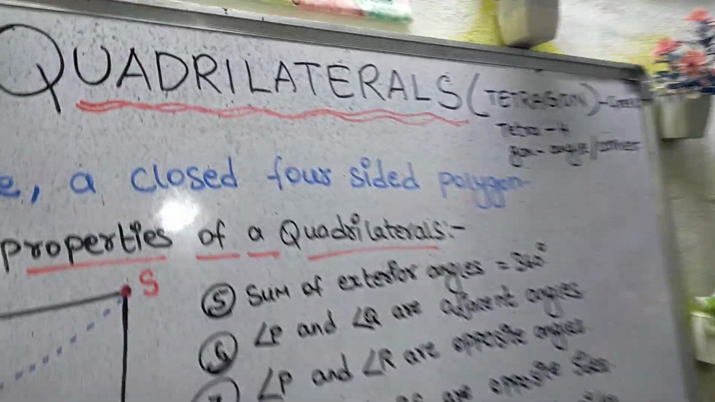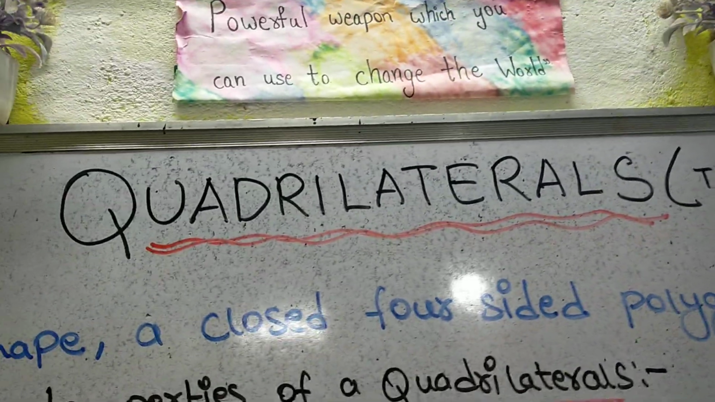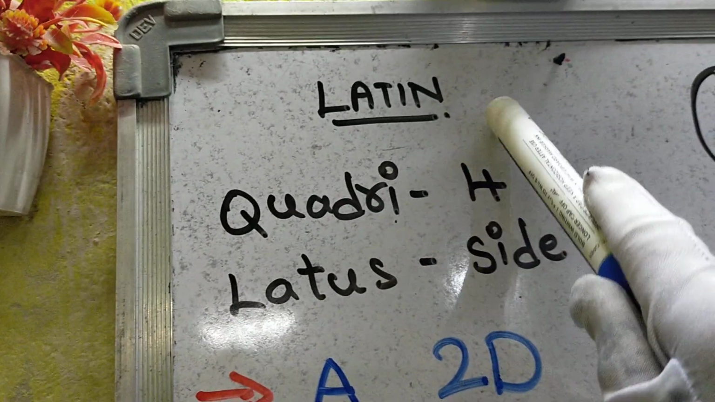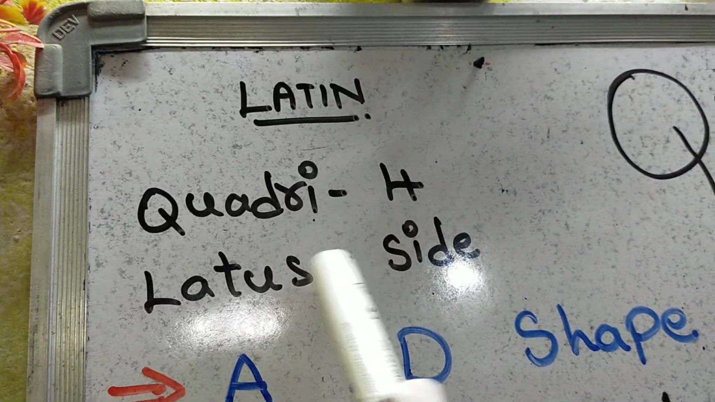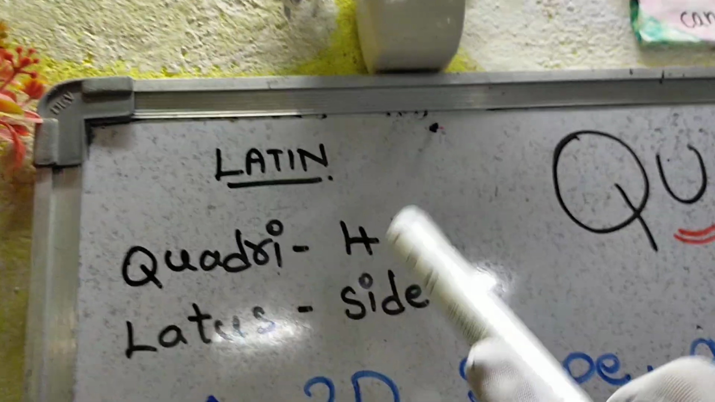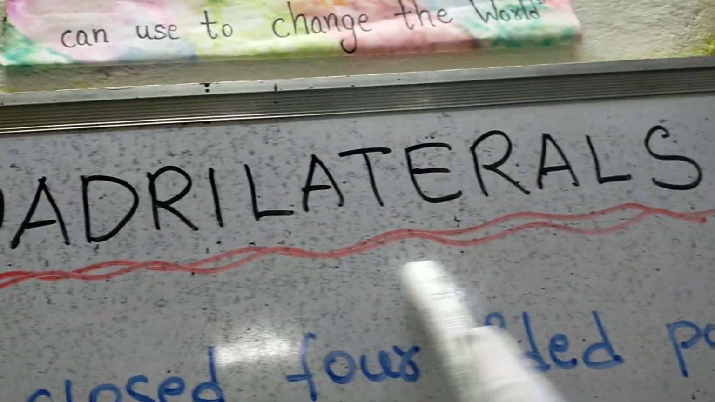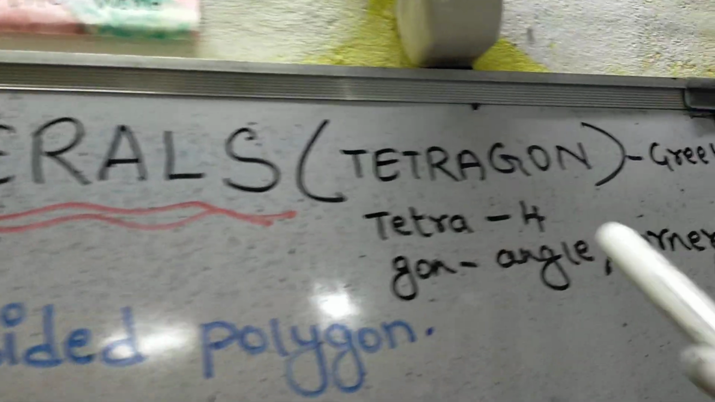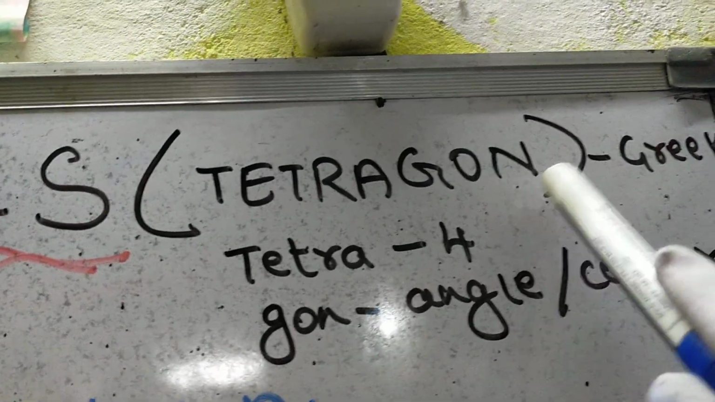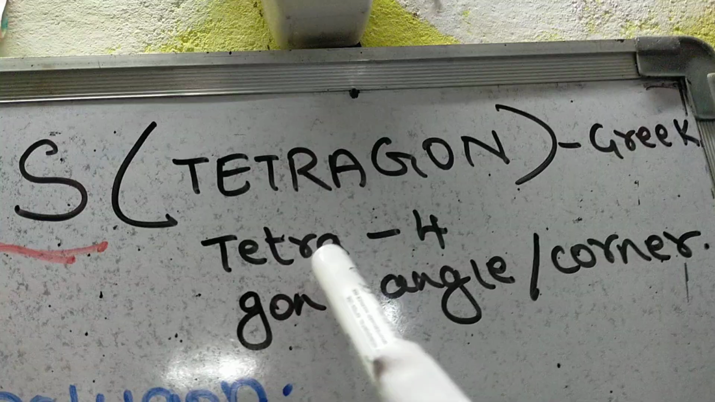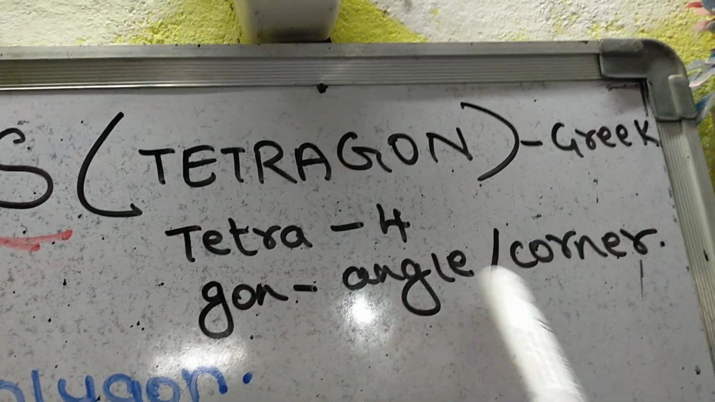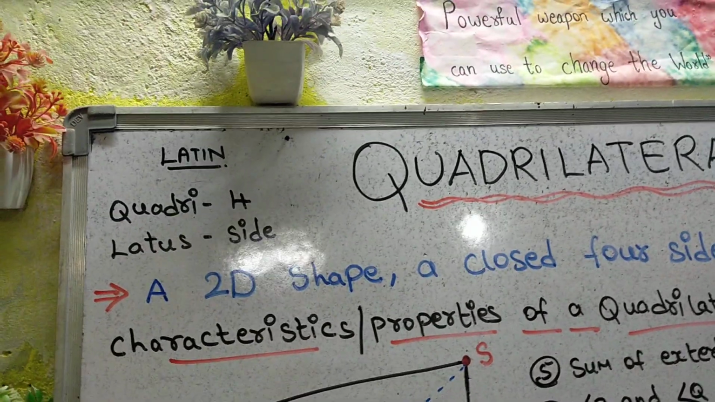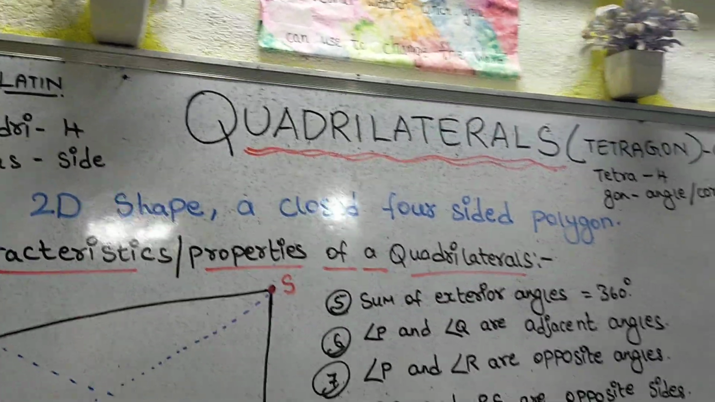Now coming to quadrilaterals. The word quadrilateral is derived from the Latin language. Quadri means 4, latus means side. Quadrilaterals are also called tetragons, and the word tetragon is derived from Greek. The Greek word tetra means 4, and gon means angle or corner. So when you combine this word, it means 4 sides, 4 corners or 4 angles.